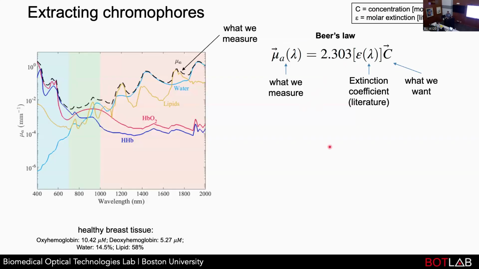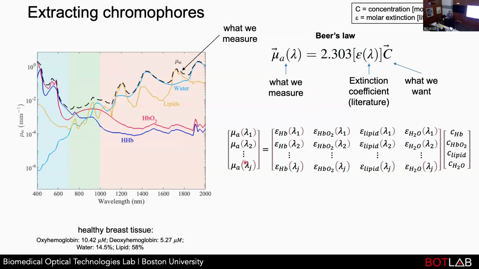Now we typically have multiple chromophores, so this can be in vectorized form. So mu-A, let's say we measure mu-A at multiple wavelengths. We have extinction coefficients here. This column is for deoxyhemoglobin. You have different extinction values for different wavelengths per chromophore: oxy, lipid, and water. And then we solve for these concentrations, only one concentration for the tissue volume, right? That's not wavelength dependent.